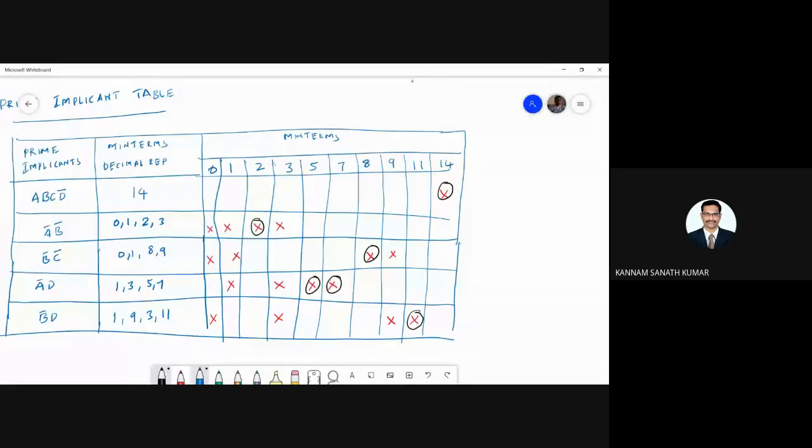So here this is one cross mark, and this is one cross mark. This is one cross mark. This is one cross mark, and this is one cross mark, and here also one cross mark. Okay, so if you observe this one, this is an essential prime implicant, and this is an essential prime implicant. This is also an essential prime implicant, and this is also an essential prime implicant. All are essential prime implicants.